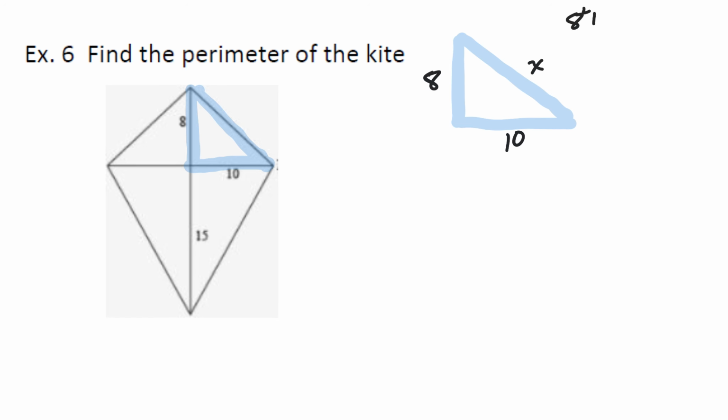Leg squared plus leg squared equals the hypotenuse squared. I labeled it x, but that's okay. Hopefully we can make that a mental adjustment as we go. 8 squared is 64. 10 squared is 100. Together they make 164. So now we're going to take the square root of 164, and then we'll have our measure there.